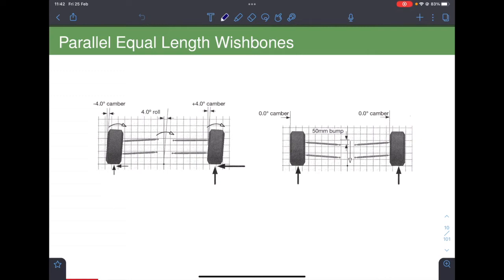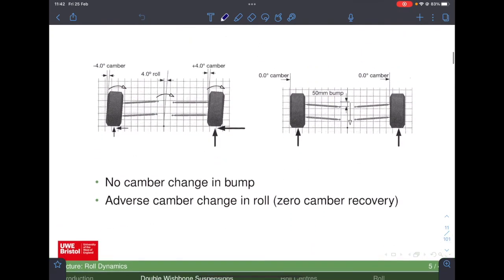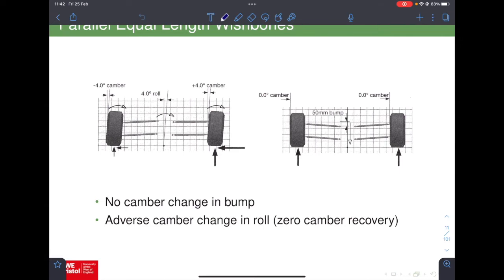But conversely, as the vehicle rolls by 4 degrees there, you can see that because they're equal length and they are parallel, the amount the body rolls, in this case 4 degrees, the wheels will also camber by 4 degrees, because you've got a simple parallelogram. So you've got no camber recovery. There's zero camber recovery involved.